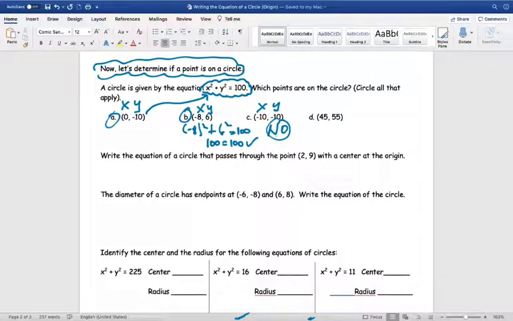Okay, this one, again, that's an x and a y. So when I do 45 squared plus 55 squared, does it equal 100?